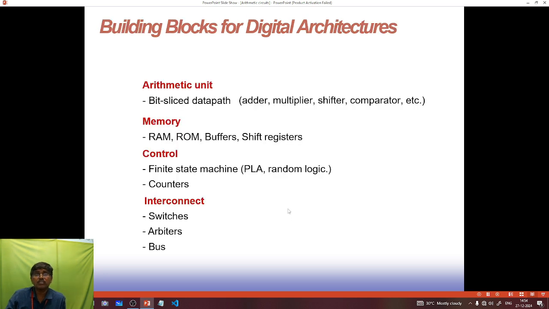Okay. Next, building blocks for digital architecture. Here the arithmetic unit, like the data path, consists of adder, multiplier, shifter and converter, etc. Memory includes RAM, ROM, buffers and shift registers. The control unit consists of a finite state machine. Finite state machines are of two types: one is a Mealy machine, another is a Moore machine. Then there are programmable logic arrays, random logic, counters, and interconnect, which are switches, arbiters and buses. They connect one block to another when you are using a system on chip.